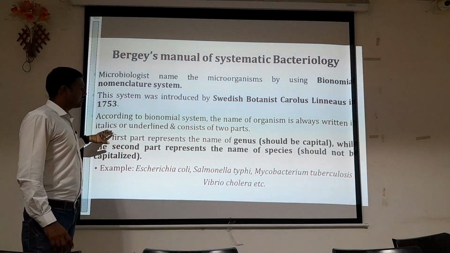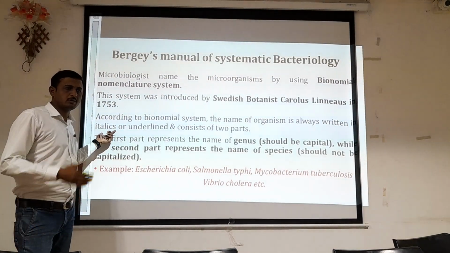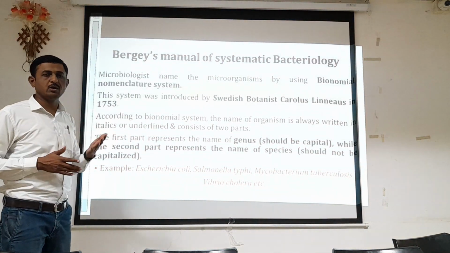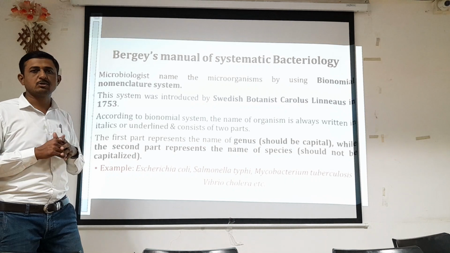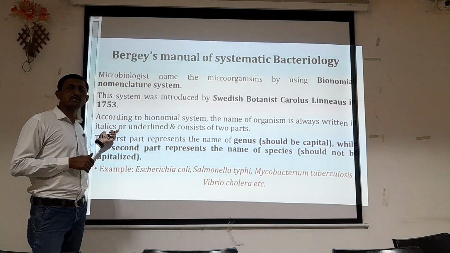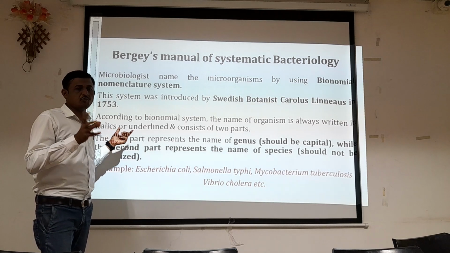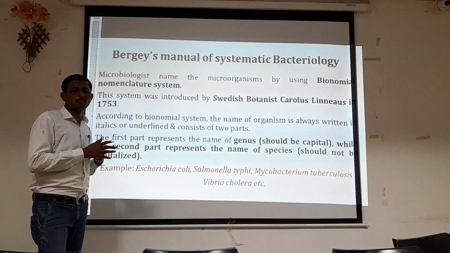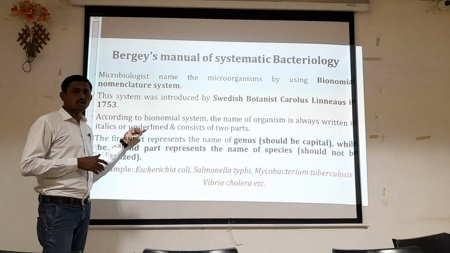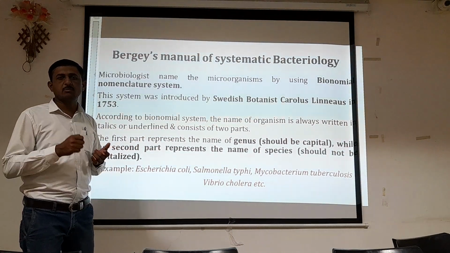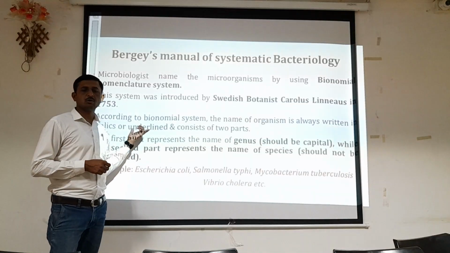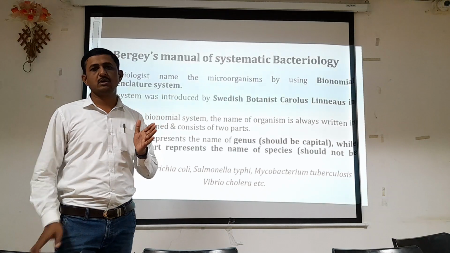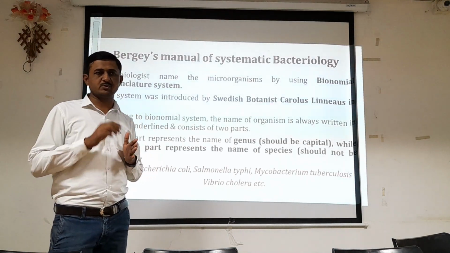So when we write the binomial scientific name of that species, we have to write it in italic format. When we are typing that name on a computer, you have to make the font style italic, that is slightly slanting formatting of that name. Apart from that, when we are writing it manually, you have to underline that particular name, or in case of computer, apart from italicization, we have to underline the name of that genus and species.